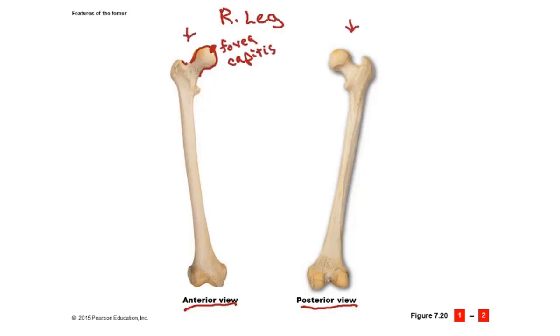Now here is what you call the trochanters. Here's the greater trochanter, and it's this whole bump that bumps up and all this rough stuff in there. And here's the lesser trochanter. So greater, lesser, trochanter.